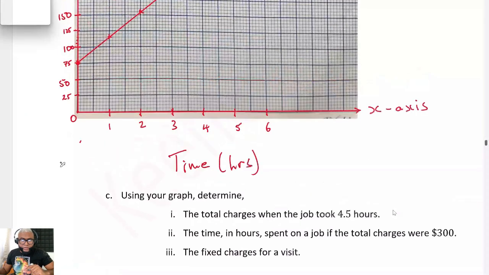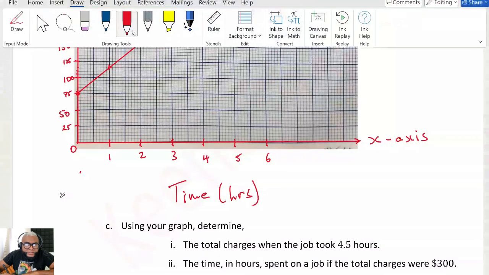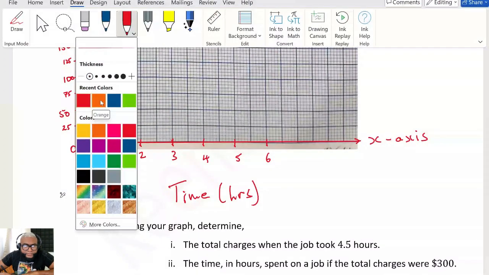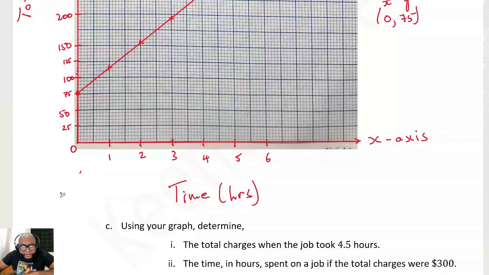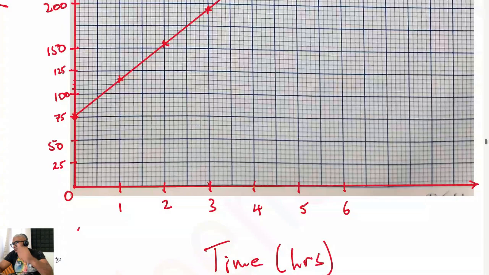So Aaron, where would 4.5 hours be on this x-axis? Between which two numbers? 4.5 hours. We'll use a different color. Aaron, where would 4.5 be? Between 4 and 5. Half a centimeter after 4. Right, so here is 4.5.